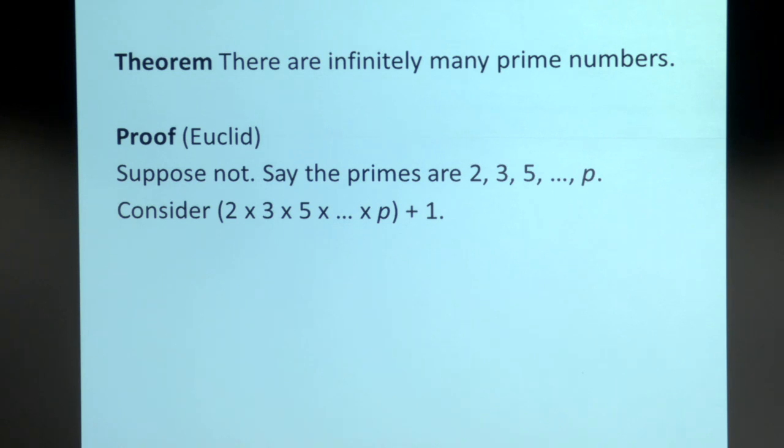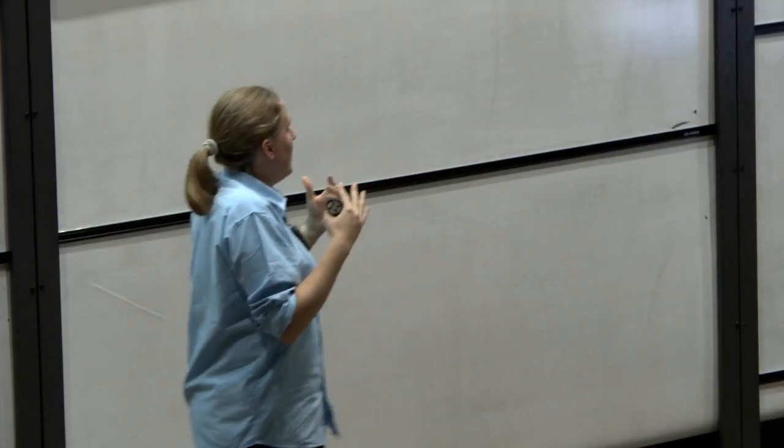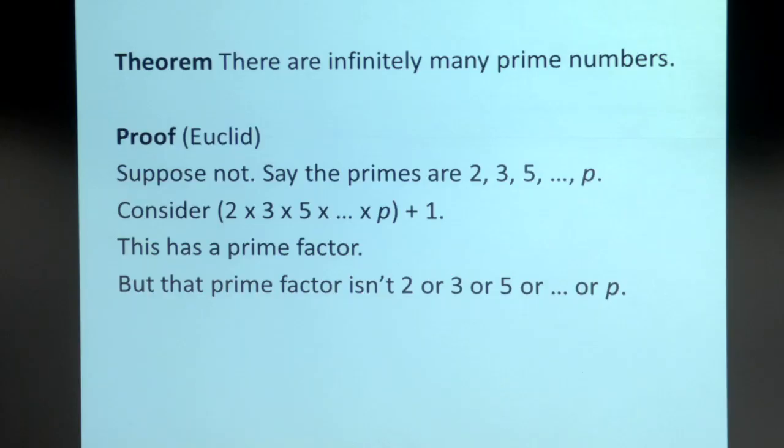Does 3, the next prime on my list, divide this number? No, because it's 3 times some stuff plus 1. It leaves a remainder 1 when we divide by 3. Does 5 divide this number? Same story. What Euclid's done is he's built this number so that it's not divisible by any of the primes on the list. And now we're supposed to feel slightly ill, because somehow we've got this number that must have a prime factor, and yet isn't divisible by any of the primes in the world that were on our list.